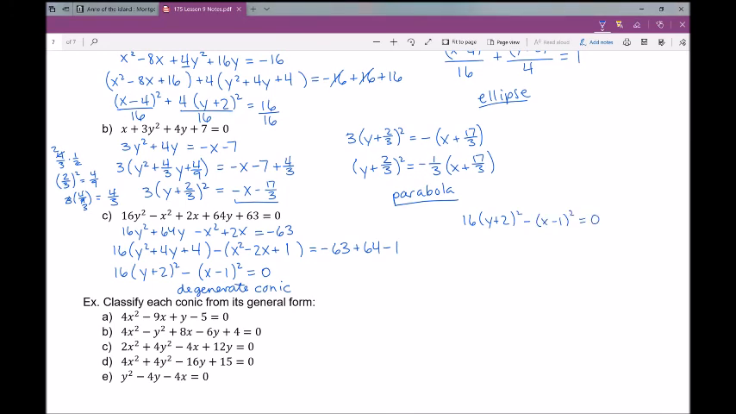So let's see what happens if I move the (x minus 1) squared to the other side. So I have 16 times (y plus 2) squared is equal to (x minus 1) quantity squared. Okay, so let's divide the 16 to the other side and see what this does. So we have (y plus 2) squared is equal to 1/16 times (x minus 1) quantity squared. Now what happens if I square root both sides? Well, I get y plus 2 is equal to plus or minus 1/4 times (x minus 1).